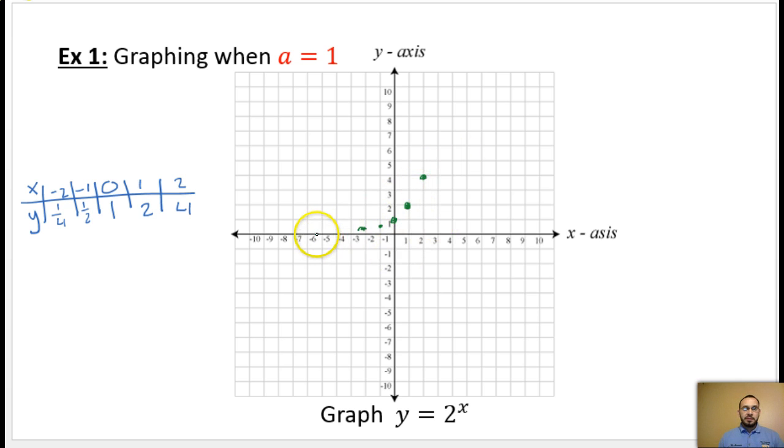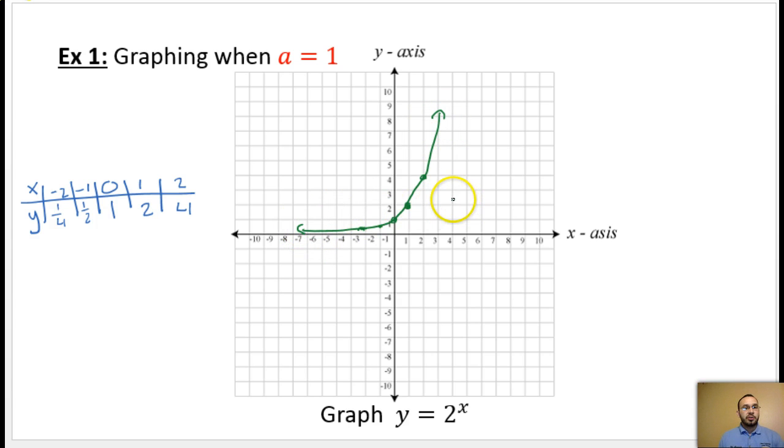So you see how we kind of begin to develop this curve. And again, our asymptote is going to be the x-axis. So we're not going to touch the x-axis. I'm going to try to draw this curve as close to the x-axis as I can without ever touching it. And there it is.